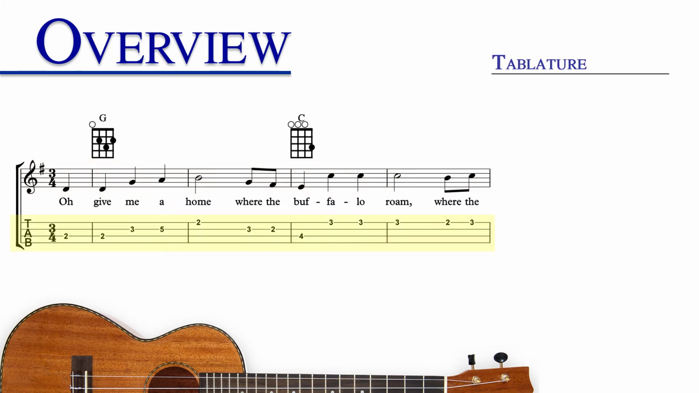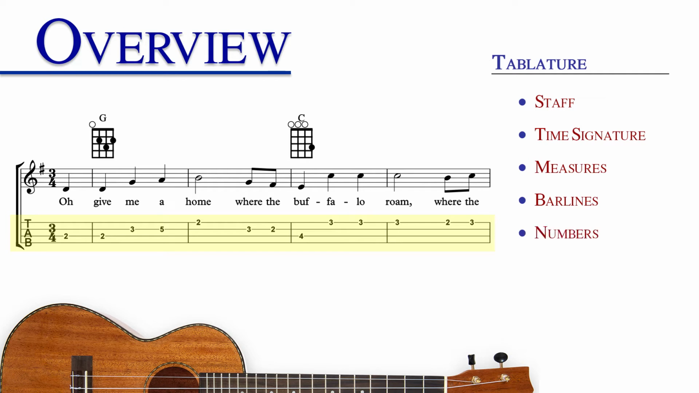This highlighted portion shows a type of notation called tablature. It also includes a staff, time signature, measures, and bar lines, but differs in that it uses numbers instead of notes to show pitch, and rhythmic durations are not shown.